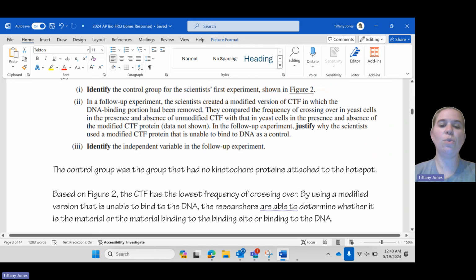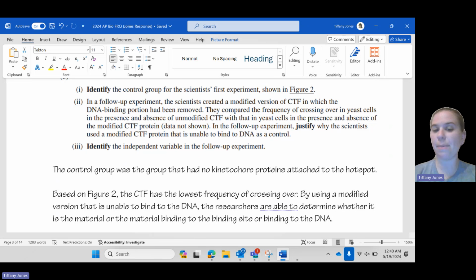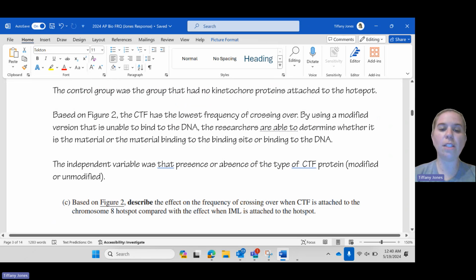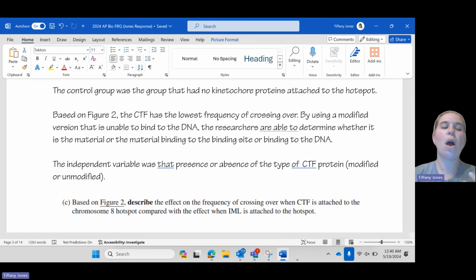We then have to say, okay, well, they followed it up with a modified version of the CTF and it had been removed. And then they were testing the presence and absence of unmodified, as well as the presence and absence of the modified. They didn't give us the data, but they wanted us to justify the use of that modified protein. And so I talked about how it would be unable to bind to the DNA. And so they're going to be able to determine whether it was the CTF, or if it was something about the binding site. So they were going to be able to really determine what was the cause for the decrease.